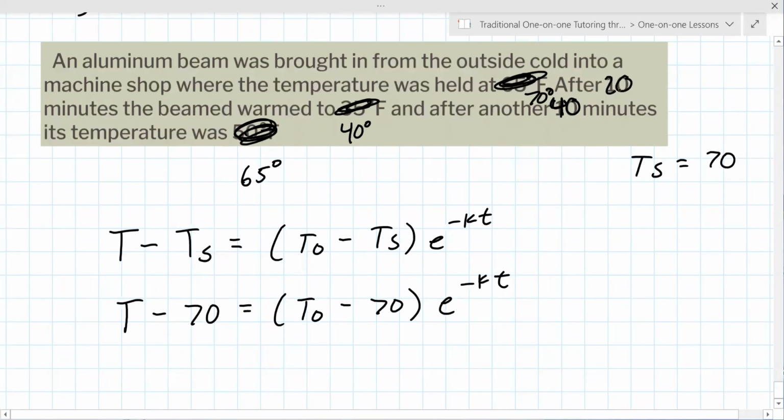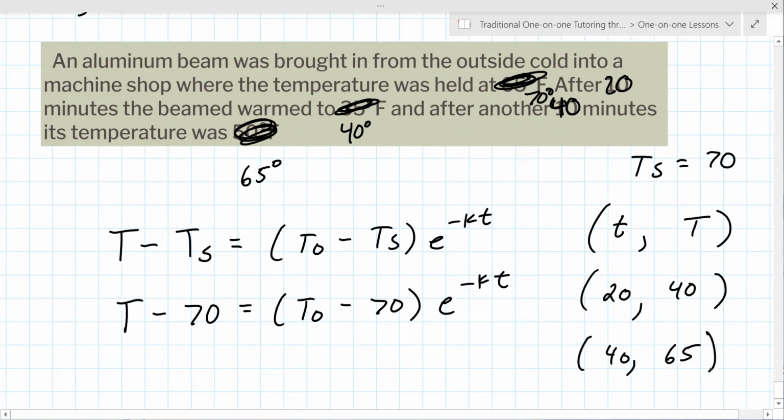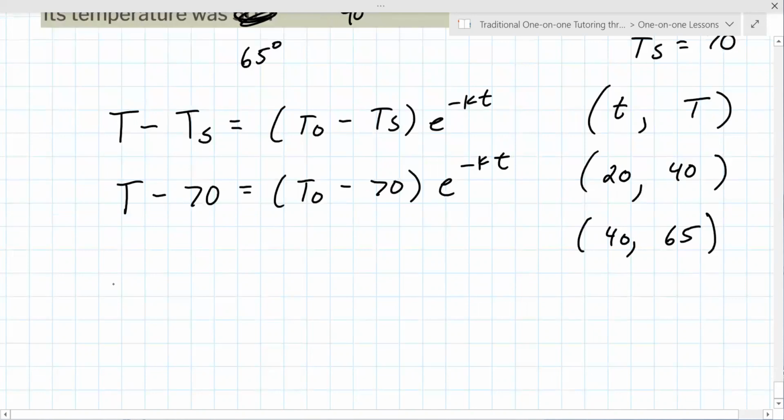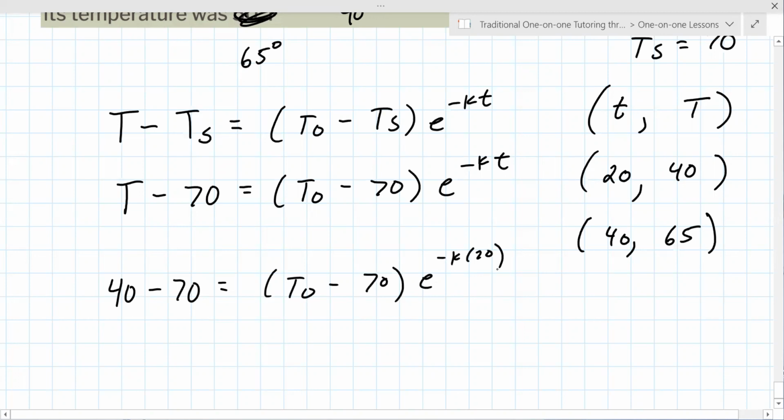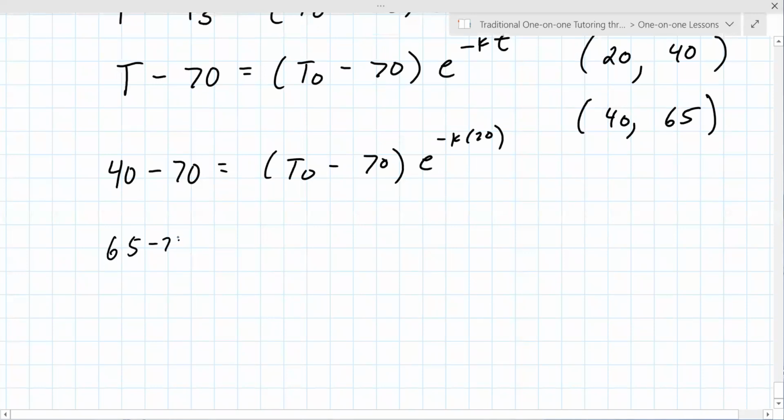They're little t comma big T, the ordered pair. So after 20 minutes is 40 degrees. After 40 minutes, it was 65 degrees. So you substitute those in right now? Yeah, you have to do one for each equation. So it's 40 minus 70 equals T0 minus 70 e to the negative 20K. And the other one is 65 minus 70 equals T0 minus 70 e to the negative 40K.